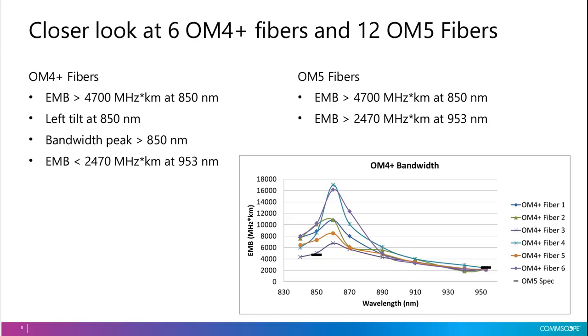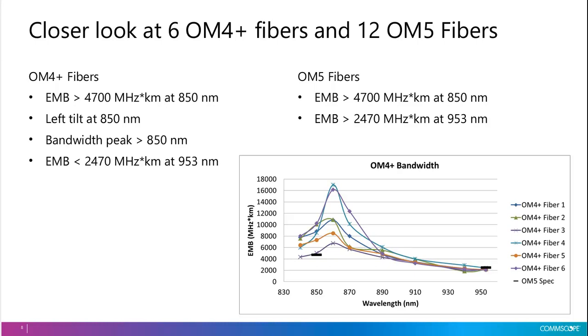Now, of course, this screening criteria has not been standardized. It's proprietary, but we did our best to emulate that to verify that these are indeed OM4 Plus fibers. We made sure they had a left tilt at 850 nanometers and that they had a bandwidth peak at a longer wavelength. And you can see in this chart that each of these OM4 Plus fibers had a peak around 860 nanometers.